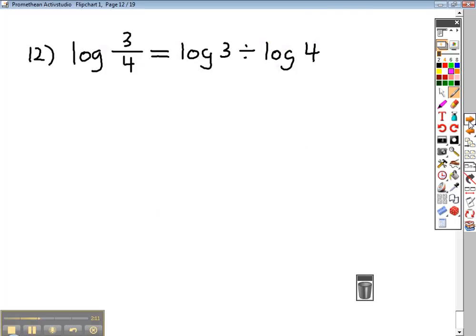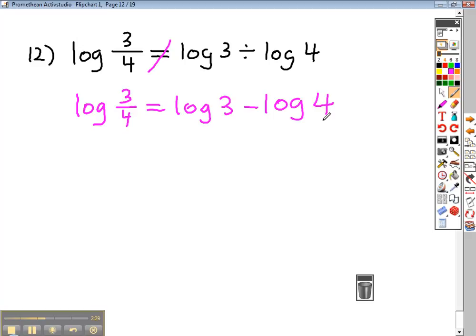Let's look at problem number 10. So it's asking, is this true or false? It turns out this is false, because log of 3/4 should really break up as log of 3 minus log of 4. Okay, so this is not true.